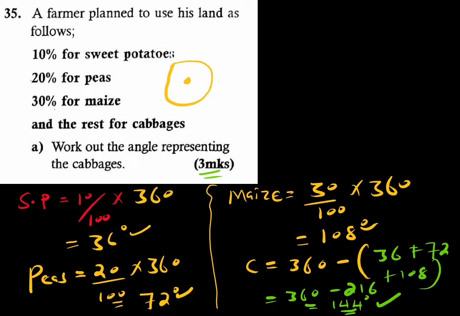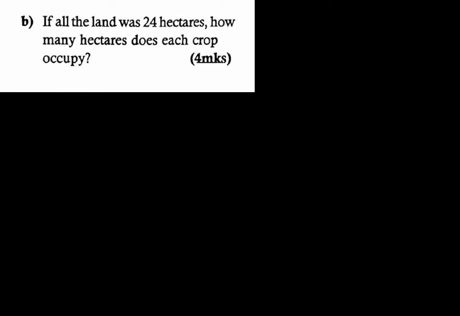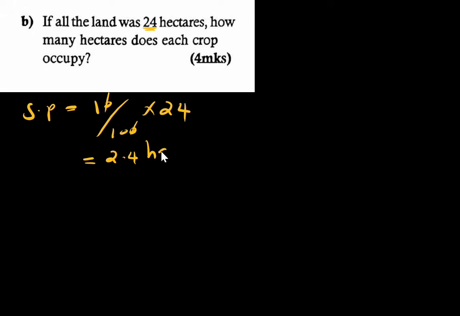We're going to start with the sweet potatoes. The percentage for sweet potatoes is 10%. I'm going to write SP. So it is 10 over 100 multiplied by the total land, which is 24 acres, so that you can get the acres occupied by sweet potatoes. So 10 over 100 multiplied by 24, the zeros cancel. You can see it is 24 divided by 10, which is 2.4 hectares.